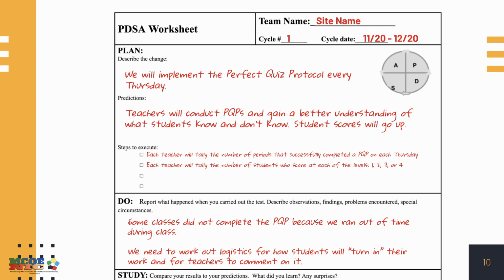You might list specific names here. I wrote a general report of what happened, because this is just fiction. But you might say, Teacher A, this is what happened. Teacher B, this is what happened. Teacher C, this is what happened. So your do, where you're reporting what happened, may be listed out on a teacher by teacher basis, or it might be listed out on a team-wide basis. All right.